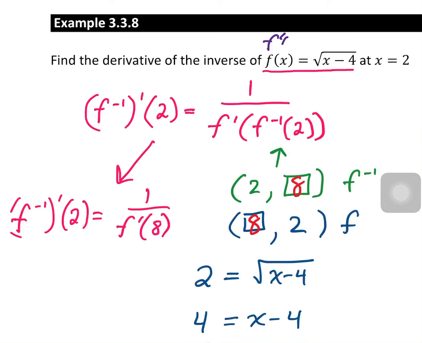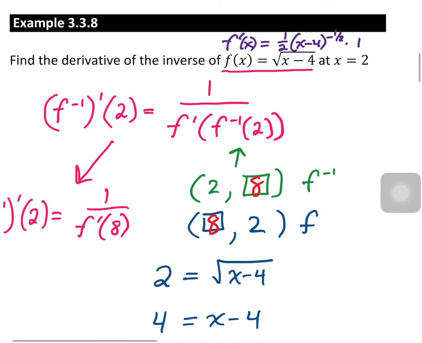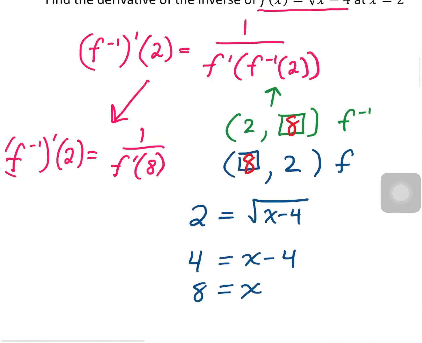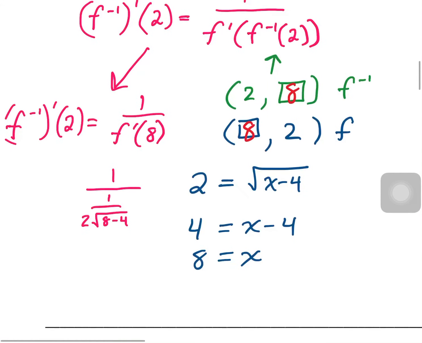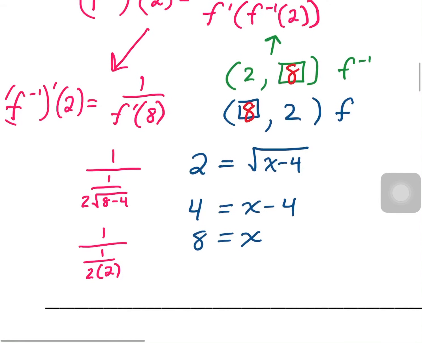F prime of x would be 1/2 times (x minus 4) raised to the -1/2 times the derivative of x minus 4, which is just 1. So in other words, I have 1 over 2 times the square root of x minus 4. Now if I put 8 into that expression for x, I get 1 over 2 times the square root of 8 minus 4. So I get 1 over 2 times the square root of 4, which is 2, so I get 1 over 4, or just 1/4.